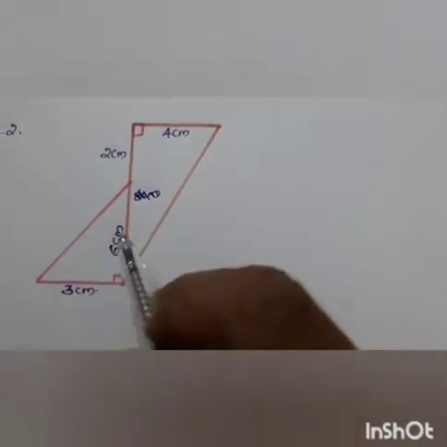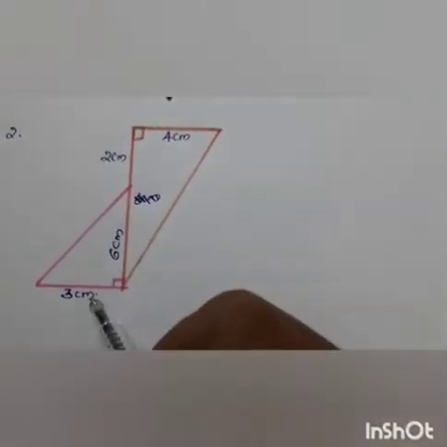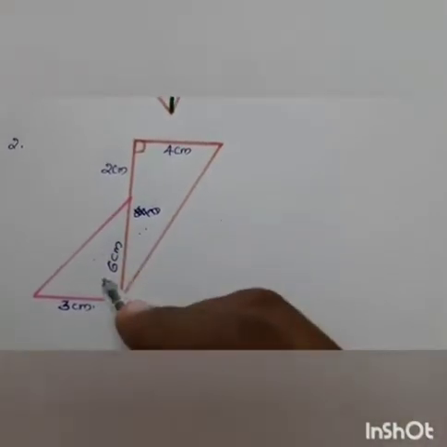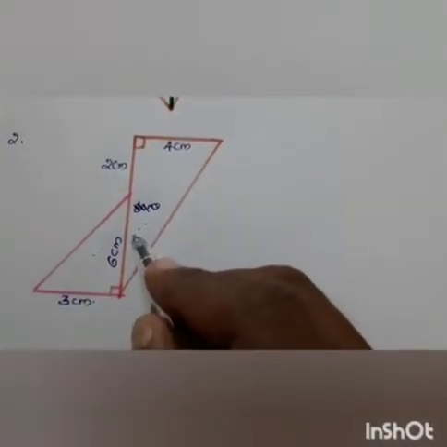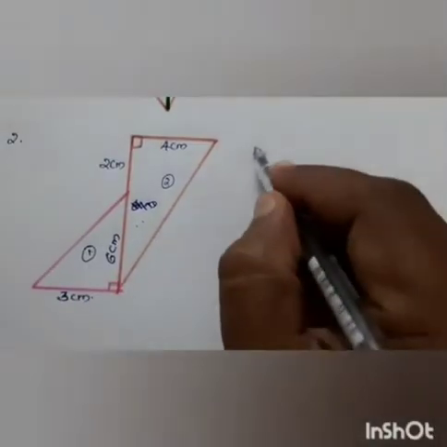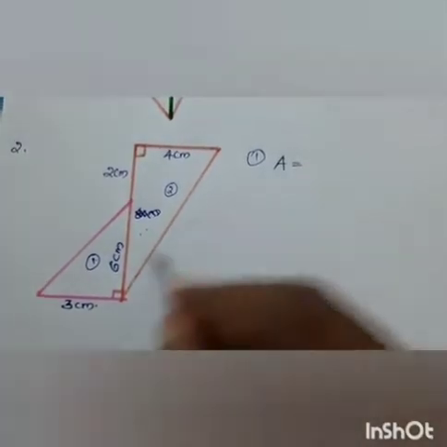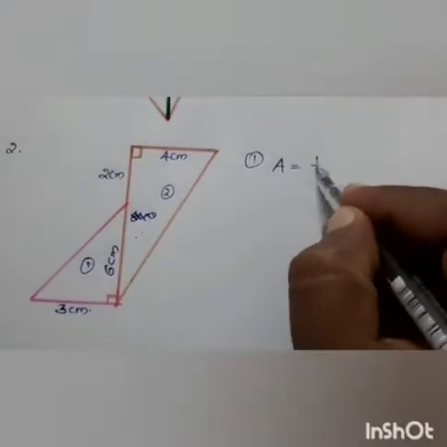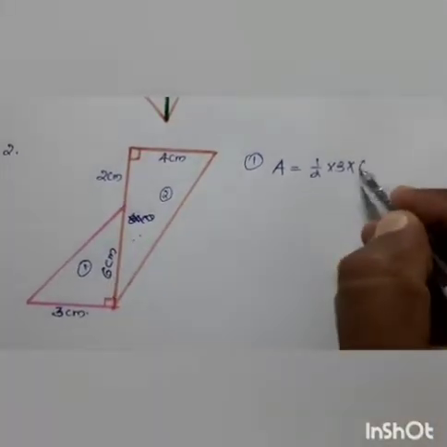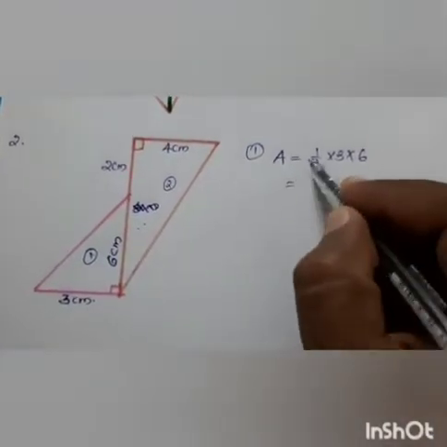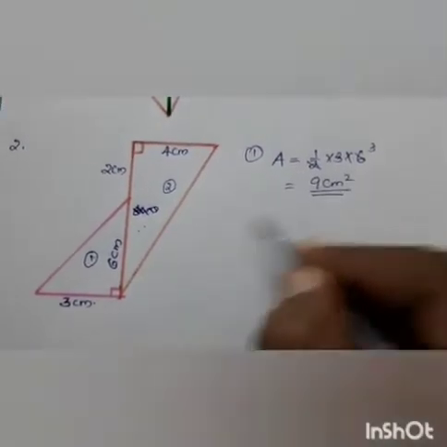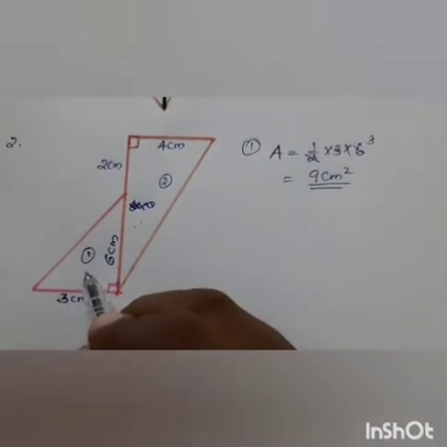See this figure. Here two triangles are there. We have to find out the area. Separately we have to find out the area, and they should be added together. This is the first triangle and this is the second triangle. About the first triangle, what is the area? Base length is 3. So half into 3 into the perpendicular height 6. Half of 6 is 3, 3 into 3, 9 centimeter square is the area of the first triangle.